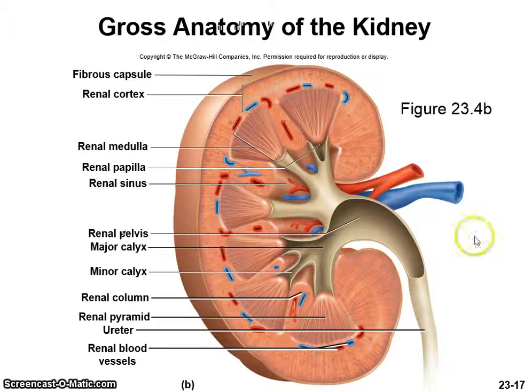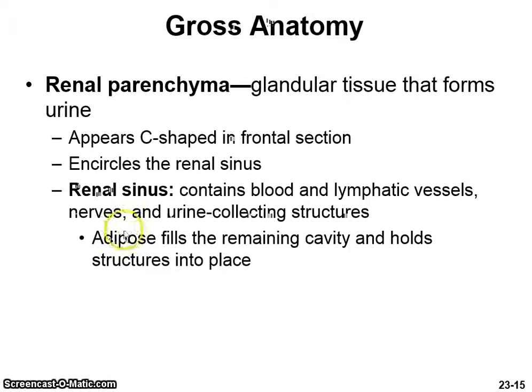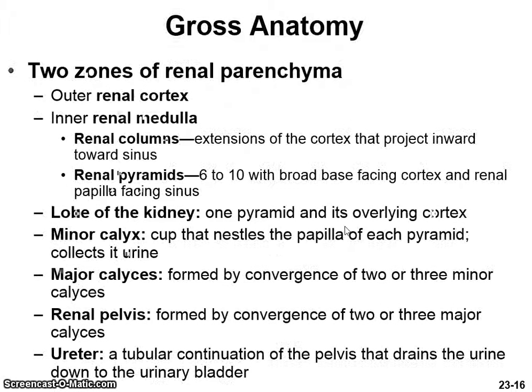Renal sinus is always the whole of the empty space, or relatively empty space, in comparison to everything else. So this is going to be the sinus, and the parenchyma is going to be everything else right here that encircles the sinus. So the renal sinus contains blood vessels, lymphatic vessels, nerves, and urine collecting structures. Adipose fills the remaining cavity and holds structures into place.